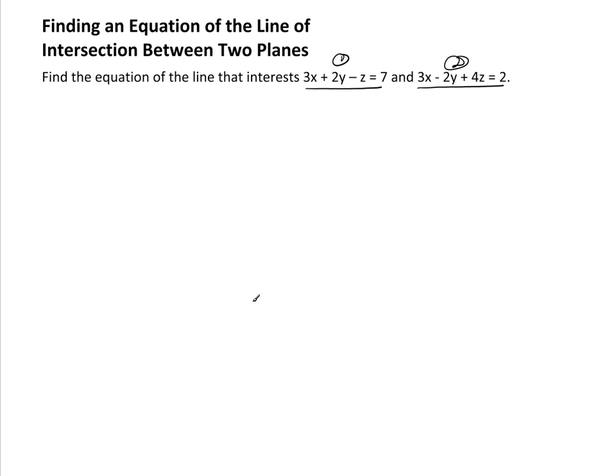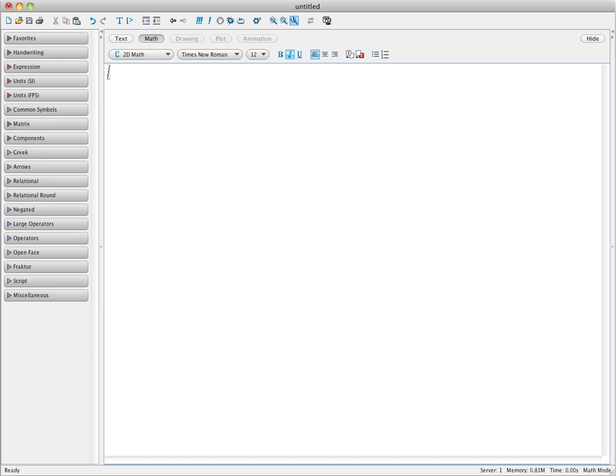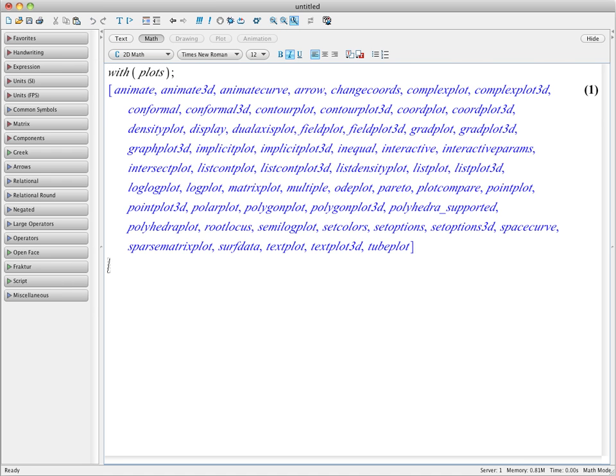First thing I want to do is jump into Maple real quick, and let's generate some graphs of these planes to see what we're actually dealing with. What does it mean to talk about the line that intersects them? So I'm going to start off with the command with plots, and that's going to give me the command that I actually need right here, implicit plot 3D.